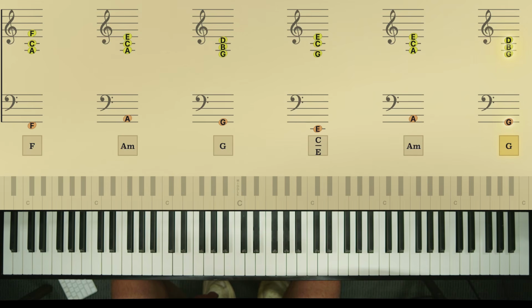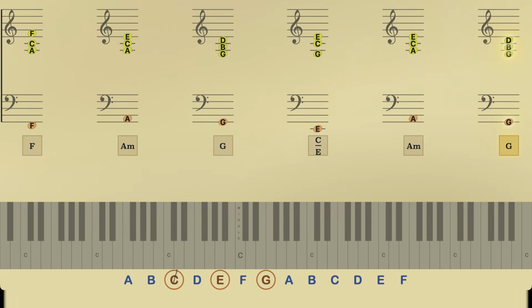You probably already know a C chord if you've ever played piano. Oreo cookie, C, E, G, okay? And that's how you spell any C chord. So memorize that, okay? And the A minor and the G are just repeating. So, yeah, there's the C, E, G.